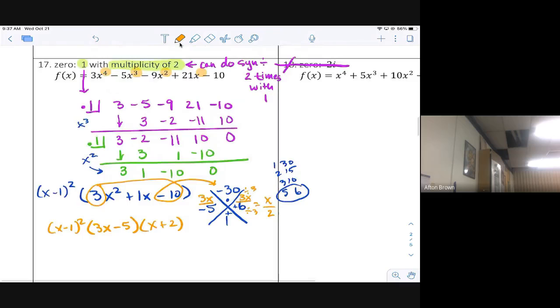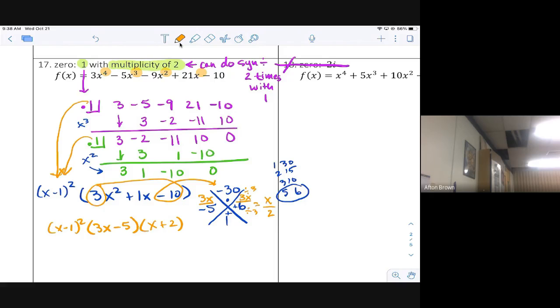Natalie? Good question. Natalie has a good question. Who can answer? Why is this squared? Good, because there's a multiplicity of 2. Yeah, and we divided it out twice, so it counts as 2 of our 4 zeros. Wait, so if it says multiplicity of 2, do we have to do synthetic division twice? Yes. And that's why you definitely want to make that note.